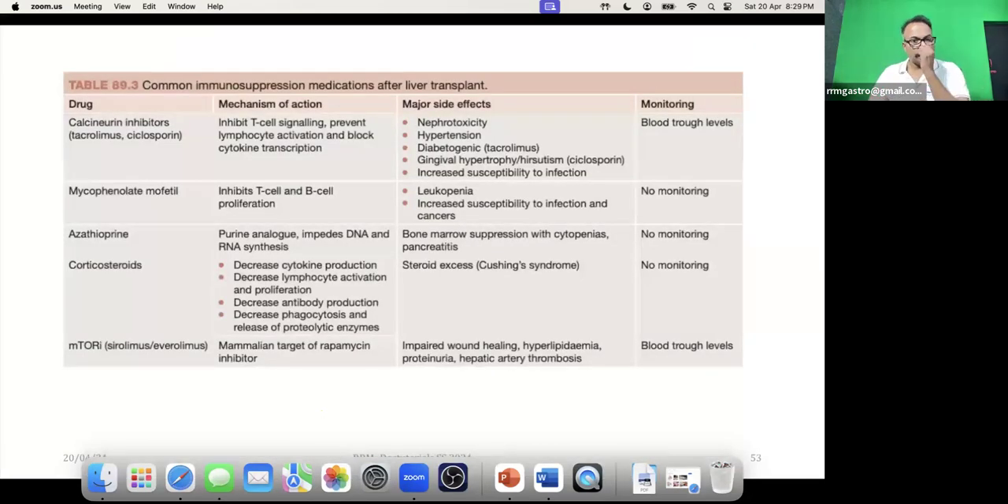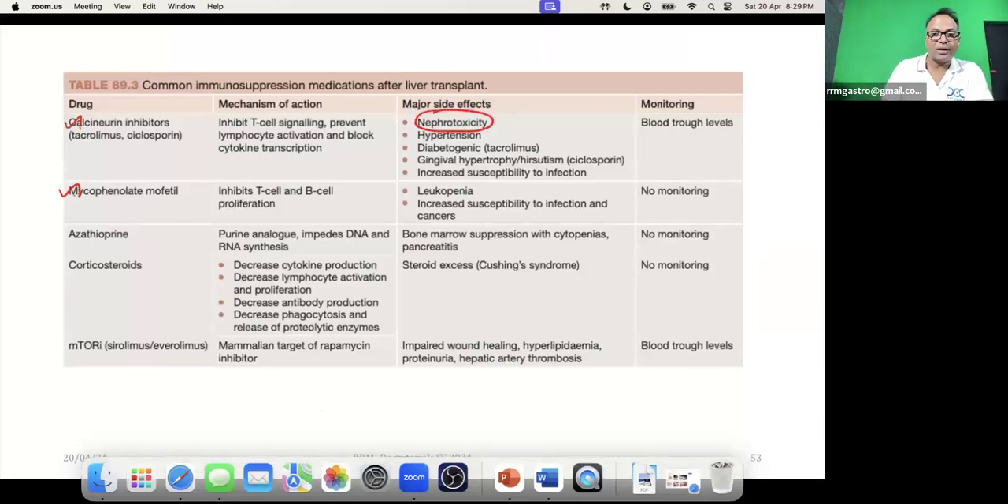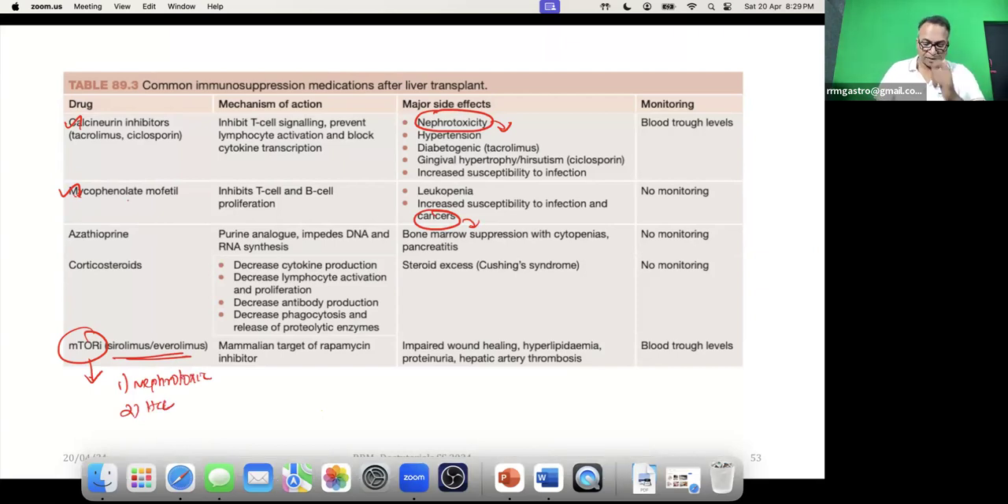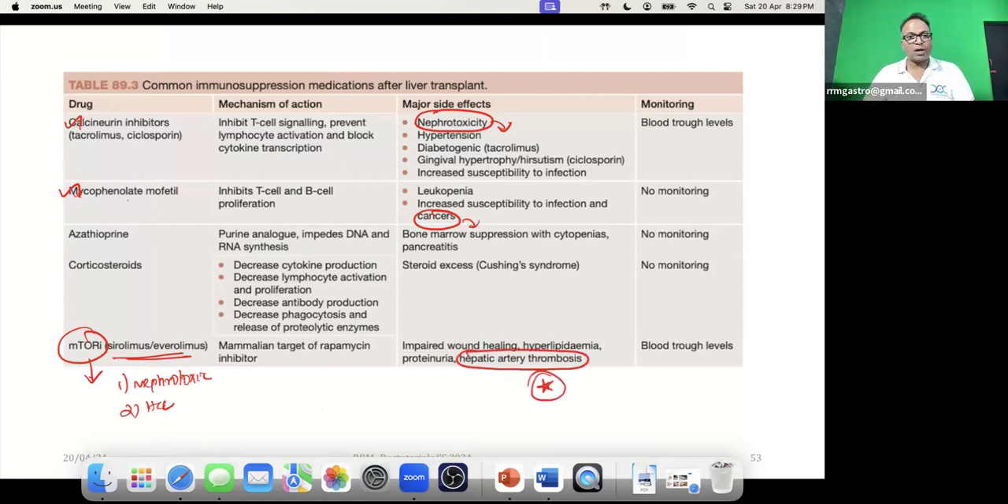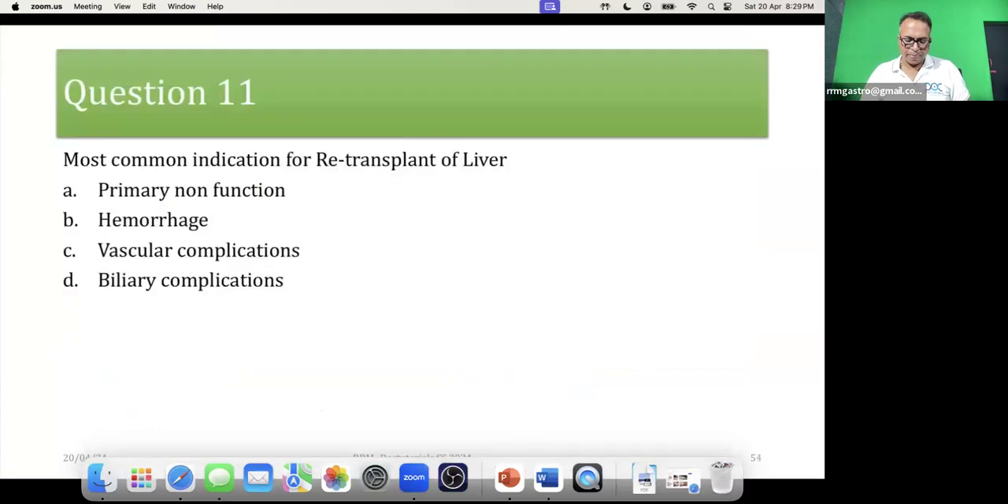Please go through this table. Interesting table. Calcineurin inhibitors are causing nephrotoxicity. Mycophenolate mofetil is causing increased risk of cancer. Therefore, in case of cancer or in case of nephrotoxicity, go for mTOR inhibitors. mTOR inhibitors like sirolimus and everolimus are used in nephrotoxic patients and patients who are already having HCC. One problem with mTOR inhibitors is that they can cause hepatic artery thrombosis. Please remember, it can cause hepatic artery thrombosis. Please go through this table. You can get a few questions from this table.